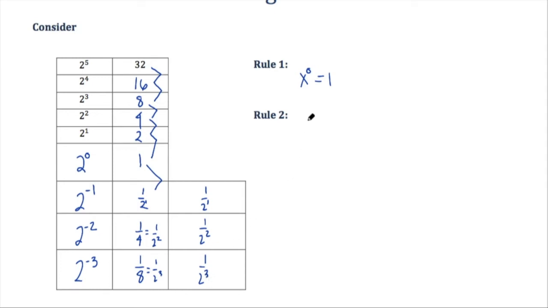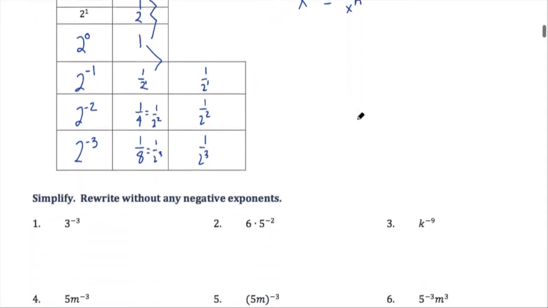So that's our second rule. If we have x raised to a negative power, negative n, that's going to be equal to 1 over that same base raised to the positive n power. Okay, so let's look at some examples and use our two new rules.